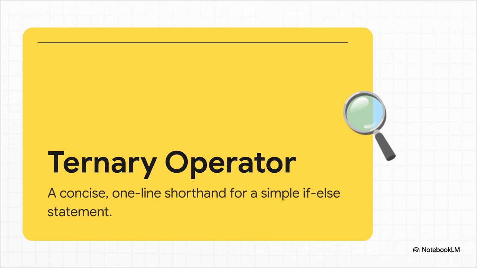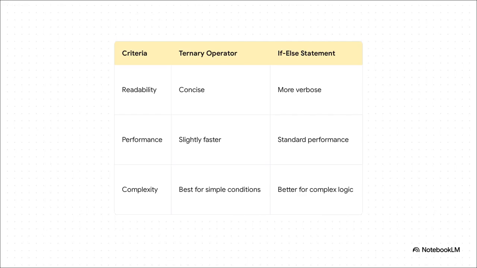It's always made of 3 parts. You start with a condition that's either true or false, then a question mark. After that comes the value you want to use if the condition was true, followed by a colon, and then finally, the value you want to use if the condition was false. That's it. So when should you actually use this thing? Well, this table lays it out pretty nicely.